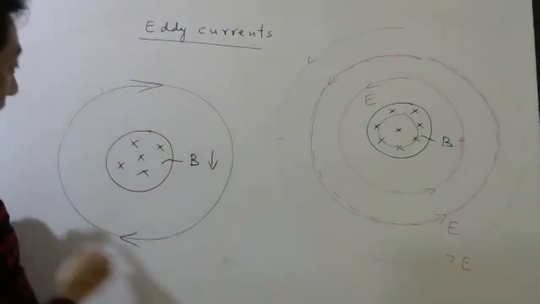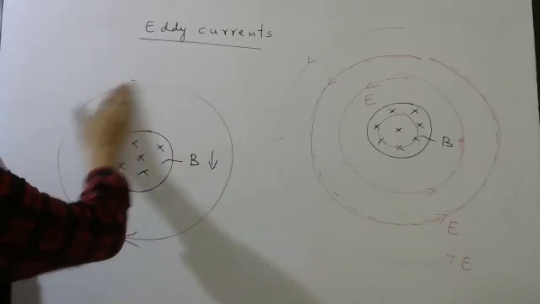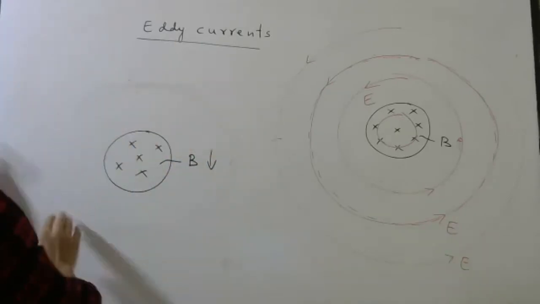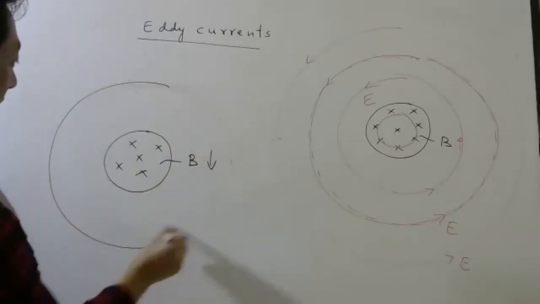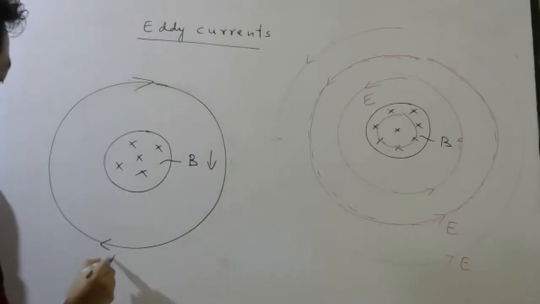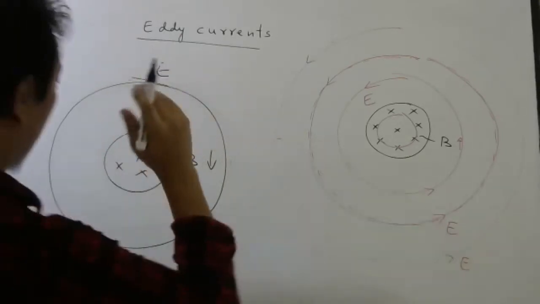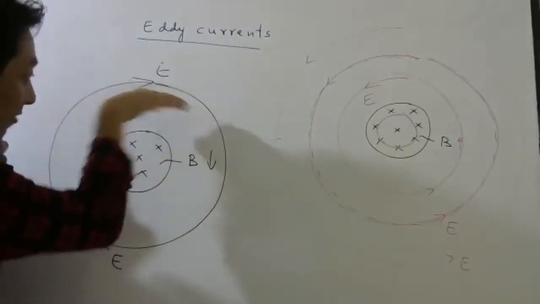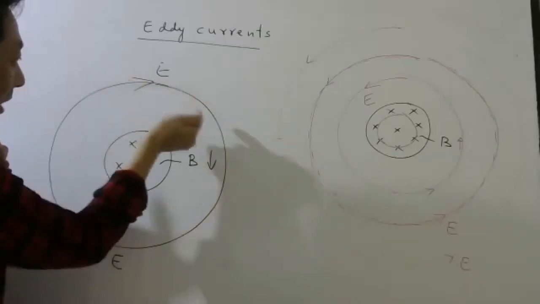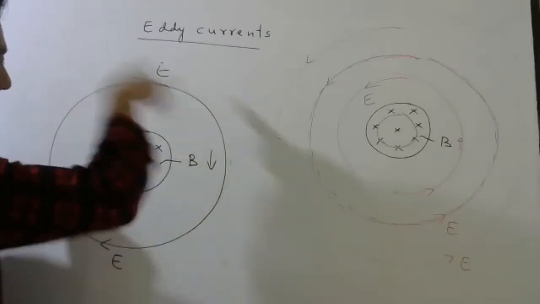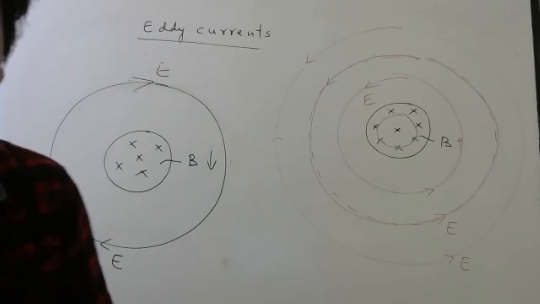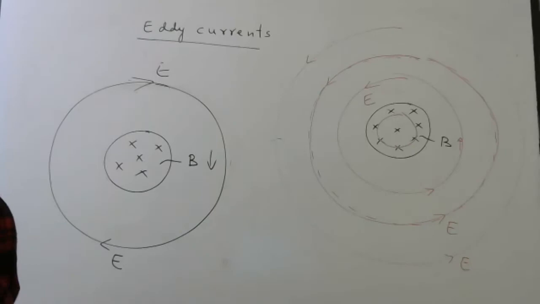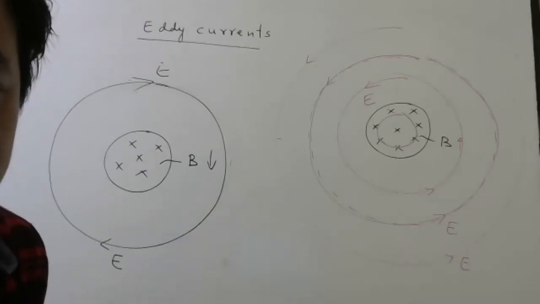So if current will flow like this, it means what? If there is no wire, then there has to be an electric field produced this way. And when you put a wire here, this electric field will drive the electrons this way. So electrons will go this way, so current will be this way. Fine, students, except this much you understood? If some revision is needed, tell me.